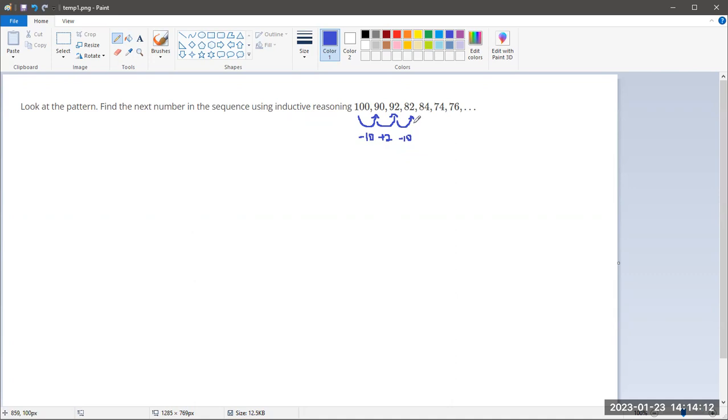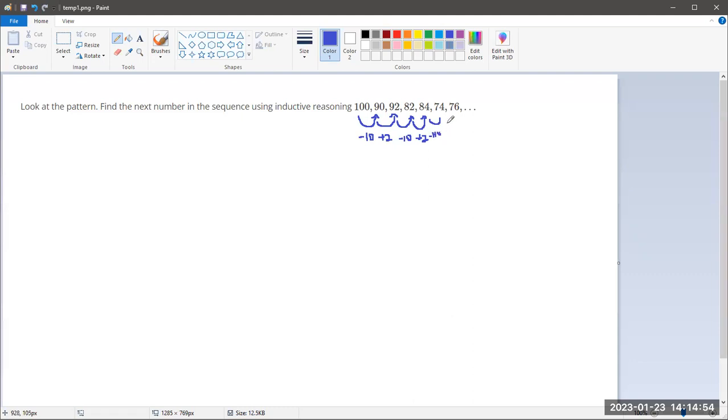And then there seems to be an add 2 here. And so that seems to be the pattern. Subtract 10, add 2, subtract 10, add 2. Fortunately, they give us one more to try this out on. And yes, to get from 84 to 74, you subtract 10, and to get from 74 to 76, you add 2. So the next thing, and I guess we can write it out, subtract 10.